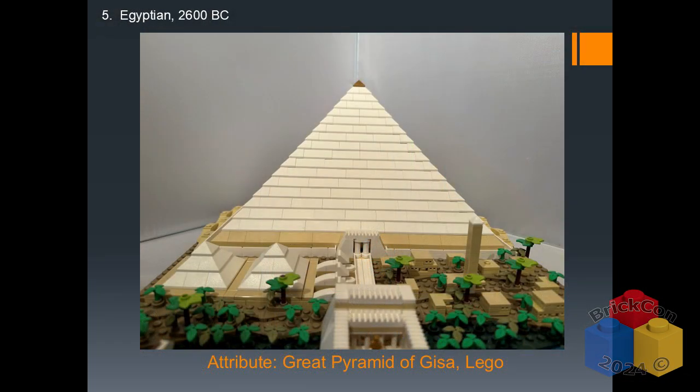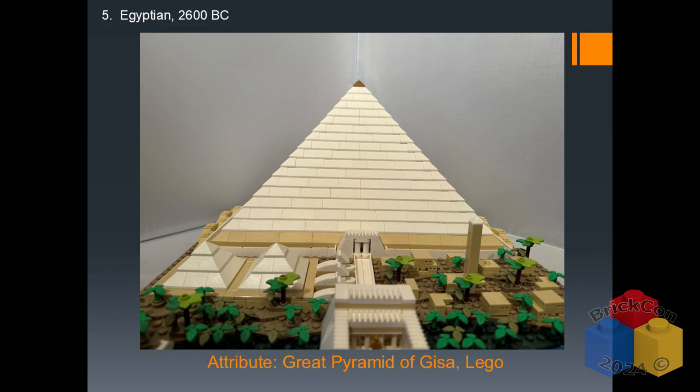Great Pyramid of Giza, 2600 BC. You can see the tippy top is made of gold. That's the top. The middle is the base, or the body of the pyramid, and the base would be the funerary structures, which are in the foreground, and some trees for scale.